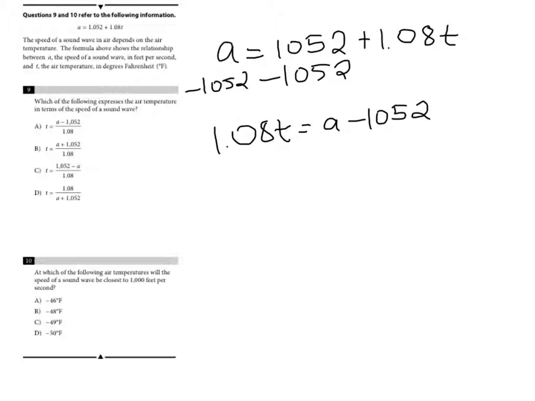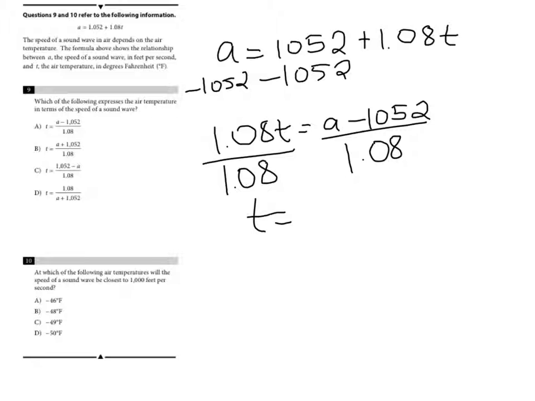I apologize for that. My video crashed. But where I left off is just after subtracting 1052 from both sides, I will now isolate t, get t by itself. Therefore, I would divide both sides by 1.08, which would give me t equals A minus 1052 divided by 1.08, or answer choice A.